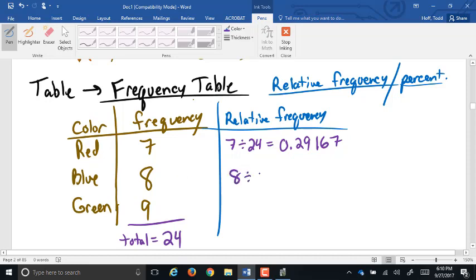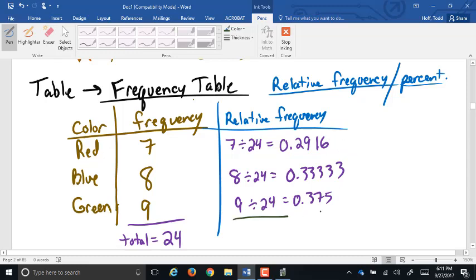For blue, it's 8 divided by 24, 0.33333. For green, it's 9 divided by 24, which is 0.375. So, first of all, these should add up to about 1. They might be 0.999 or 1.001, whatever, but they should be about 1. It tells us what portion of the time each of those occurs.